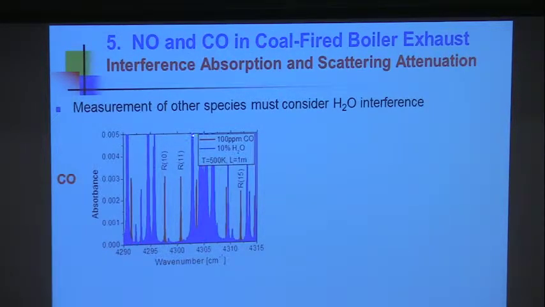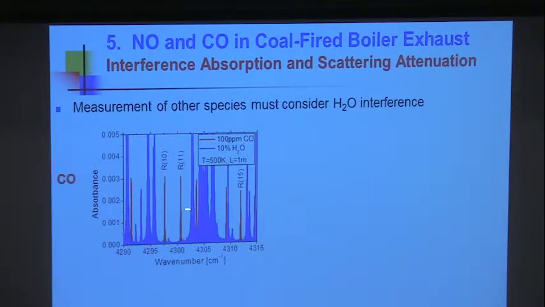So the red, that's 100 ppm of CO. And this is absorbance over here, which is like 0.003, 0.3%. And the blue is all of the water that we expected, about 10% of water. All of this for 1 meter path length and 500 Kelvin. So you can see the problem.